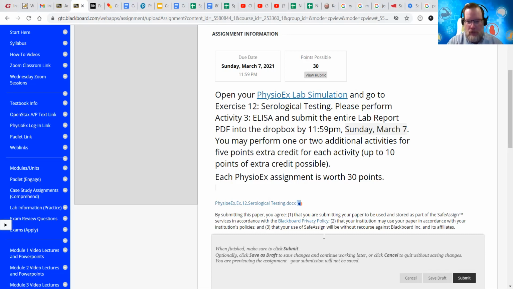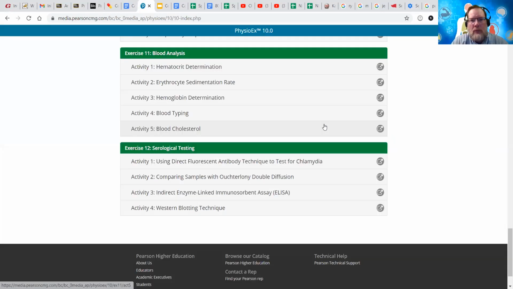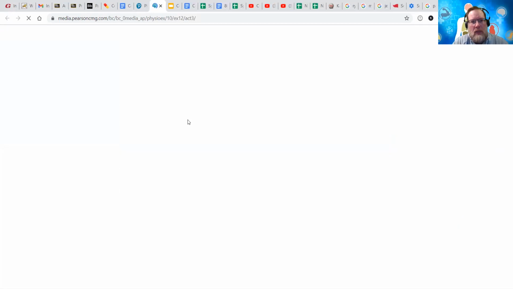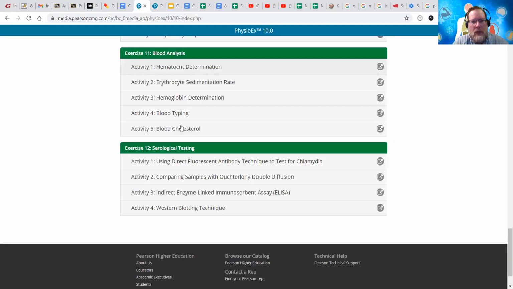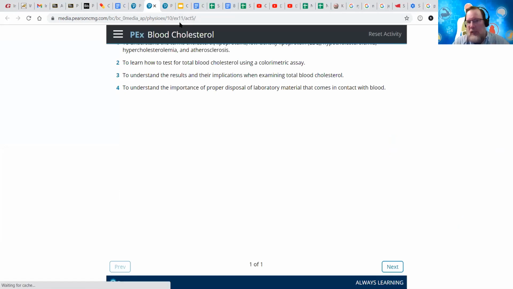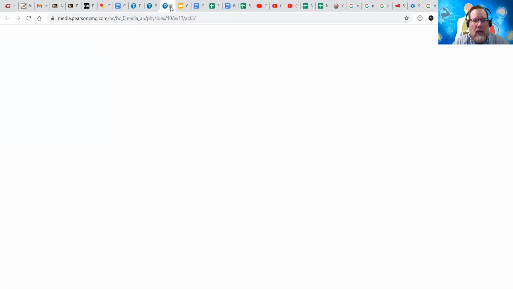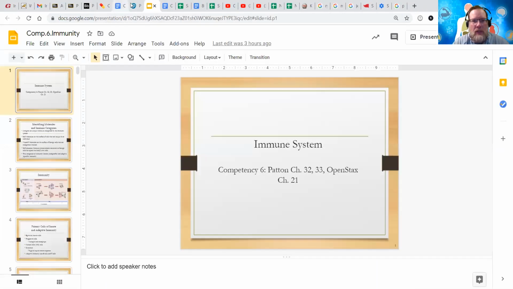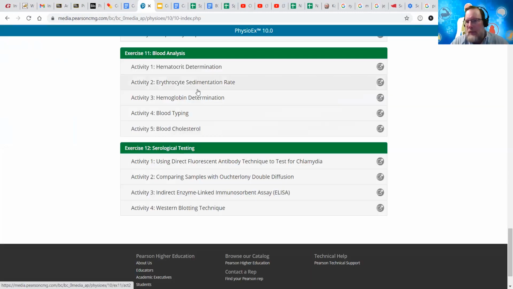I need to share a new screen for some reason. Let me show you what's happening here. Maybe it'll work now, but I can go to PhysioEx and click activity 3 and maybe it'll work. No, it just spins and then stops spinning and nothing's there. Whereas if I go to the one above it, that one spins and pops up. So if you're having issues with PhysioEx, please let me know.